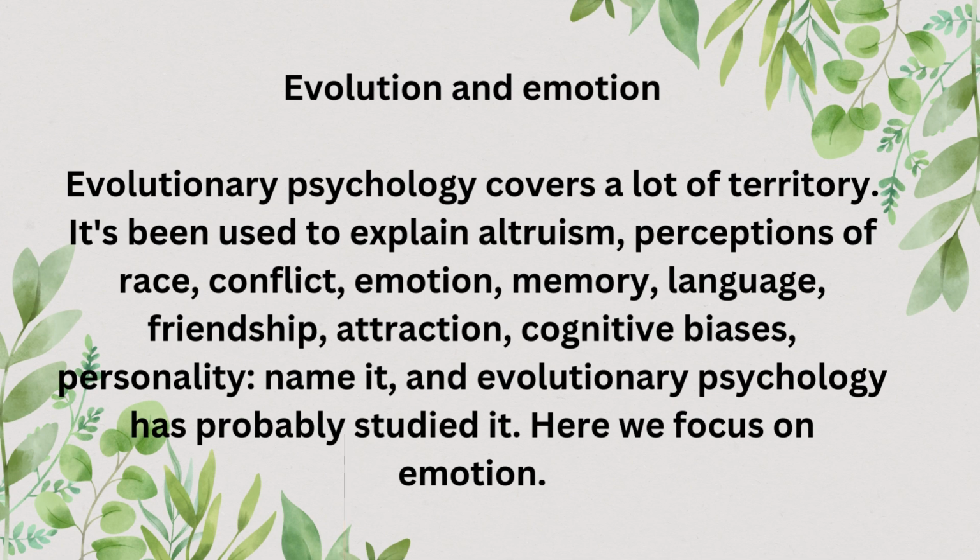So, evolution and emotion. Evolutionary psychology covers a lot of territory. It's been used to explain altruism, perception of race, conflict, emotion, memory, language, friendship, attraction, cognitive biases, personality, name it, and evolutionary psychology has probably studied it. Here we focus on emotion. We'll be talking about the basic emotions that are worldwide across race and culture, which have been identified by evolutionary psychologists. So what are these, and how are emotions innate?